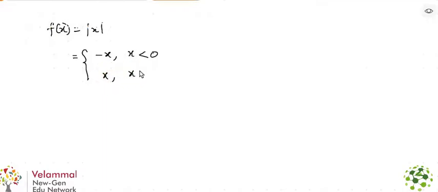Okay. Now, f of x is equal to modulus of x. You know, f of x equals modulus of x is defined as negative x when x is less than 0, positive x when x is greater than or equal to 0. Here also at 0 the function is changing. You can see from negative x to positive x. Shall we draw it and check?